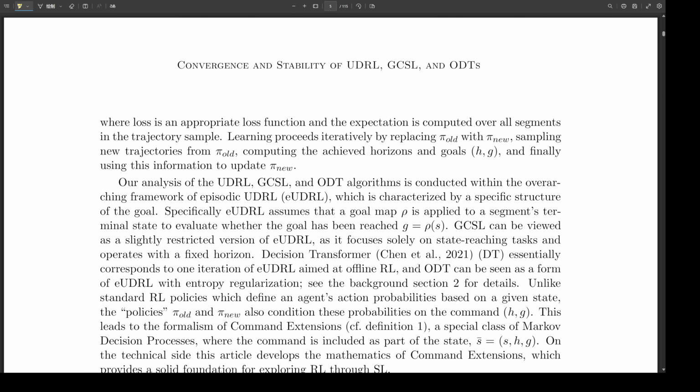Definitely. They also looked at a regularized version of UDRL, which is a lot like online decision transformers, ODT. This involves adding a bit of randomness to the algorithm's choices to make it more adaptable. Their analysis of this regularized approach was pretty general, not limited to specific types of environments.